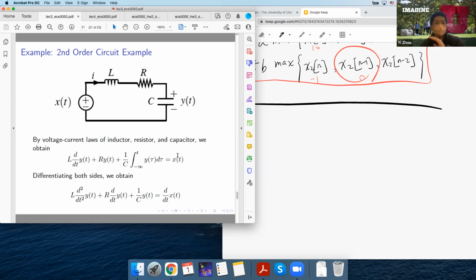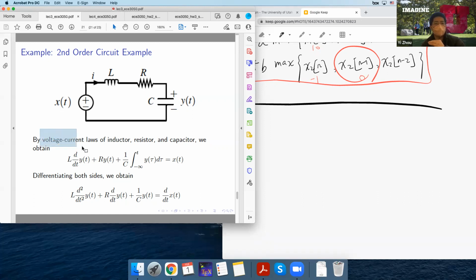In the system language, maybe you say x is the input, y is the output, but in general, as long as there is a relation between these two quantities, you can treat one of them to be input and the other one as output. But for this type of system, like this circuit system, you can say the input is the voltage signal, and you are looking at output, which is the current signal.